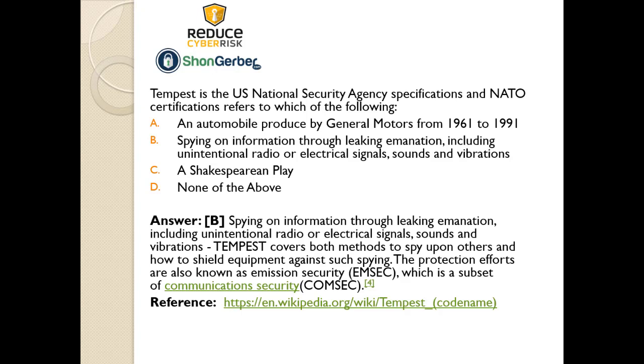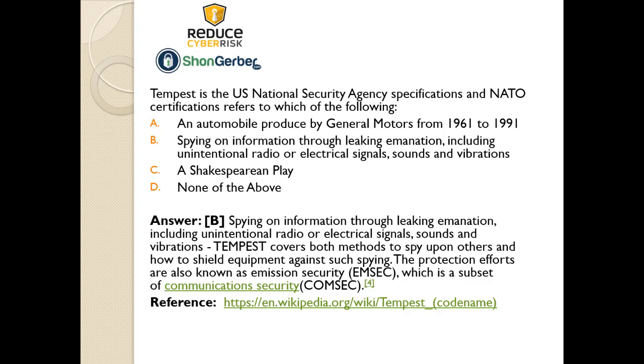Okay, question 2. Tempest is the U.S. National Security Agency specification and NATO certifications refer to which of the following? A, an automobile produced by General Motors from 1961 to 1991. Yeah, that's a Tempest. B, spying on information through leaking emanation, including unintentional radio or electrical signals, sounds, and vibrations. Okay, that's a long mouthful of words. C, a Shakespearean play, or D, none of the above.